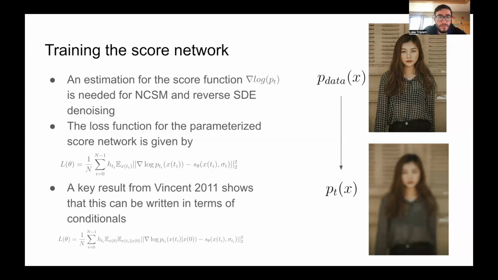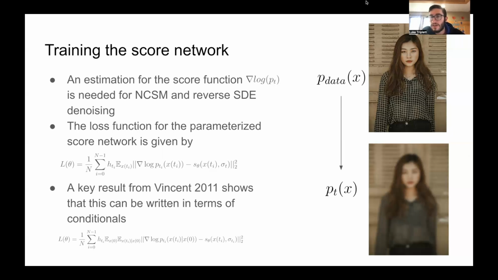Then a key result from Vincent in 2011 showed that we can rewrite this loss function in terms of the conditional probabilities, as shown here. And this is a very important result because as written originally, it's not clear how we can go about minimizing this loss function, because we don't know what the probability distribution is, and therefore we don't know this gradient log p term. However, in the case at the bottom, since we chose the forward process, we actually can calculate the gradient of log of p of x of t given x0 directly, depending on our choice of f for the forward process.